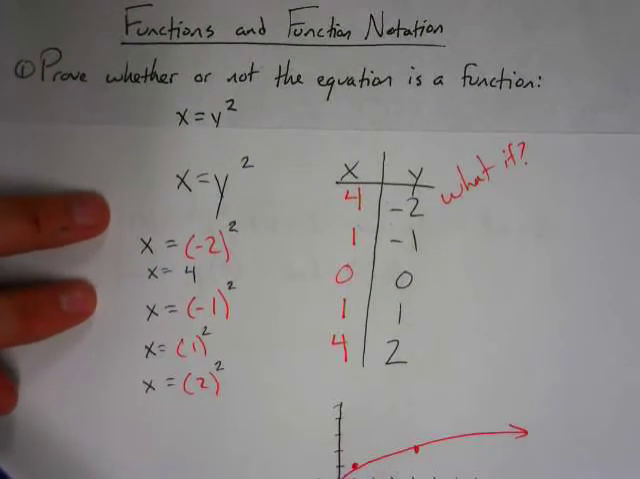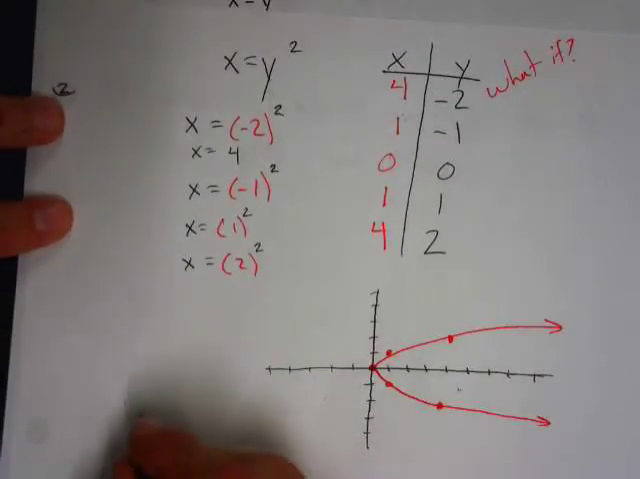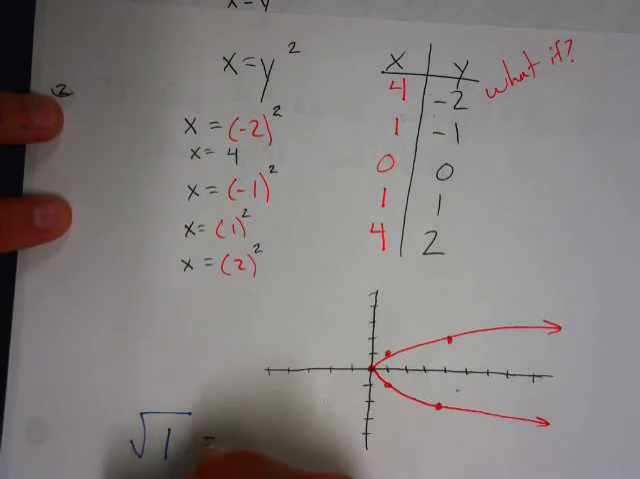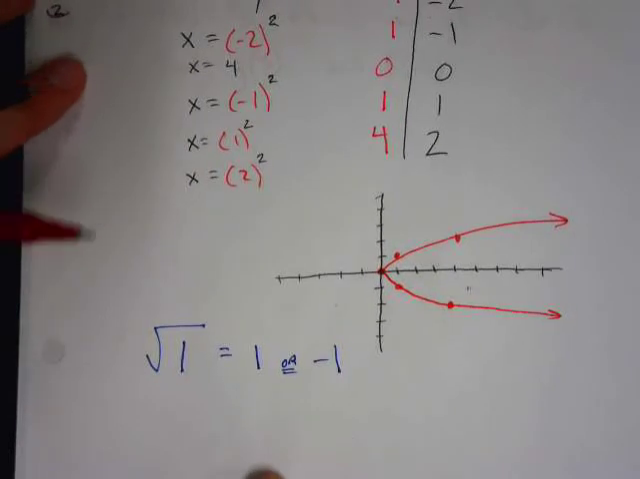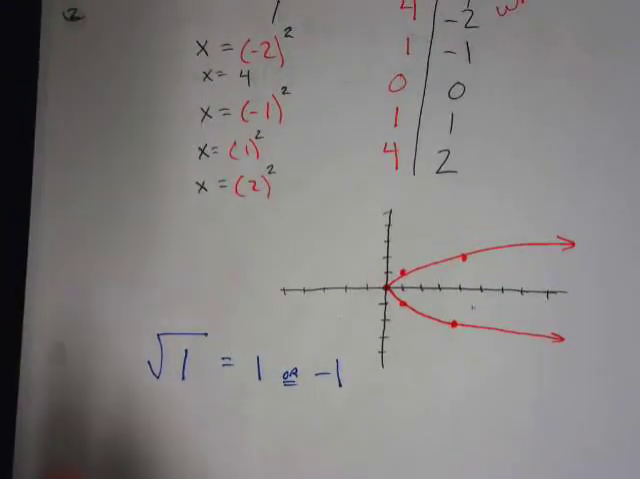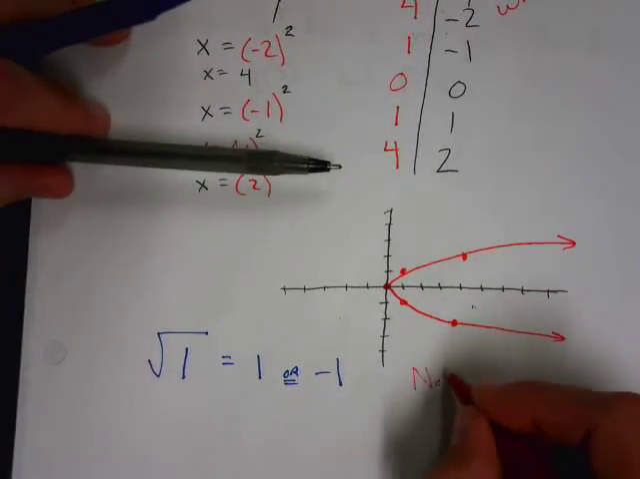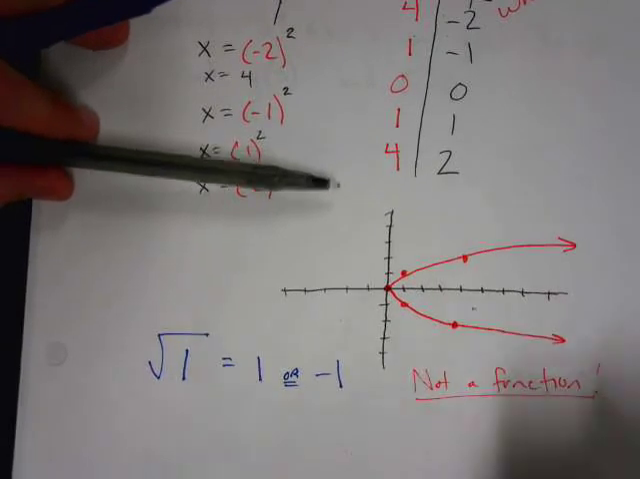So we have to be careful when we're working with the square root. The takeaway here is the final note: the square root of 1 is either 1 or negative 1. And if we know that, then we can easily see that this is not going to be a function. And there's the proof. We have to be careful with that stuff because it's some fun math.